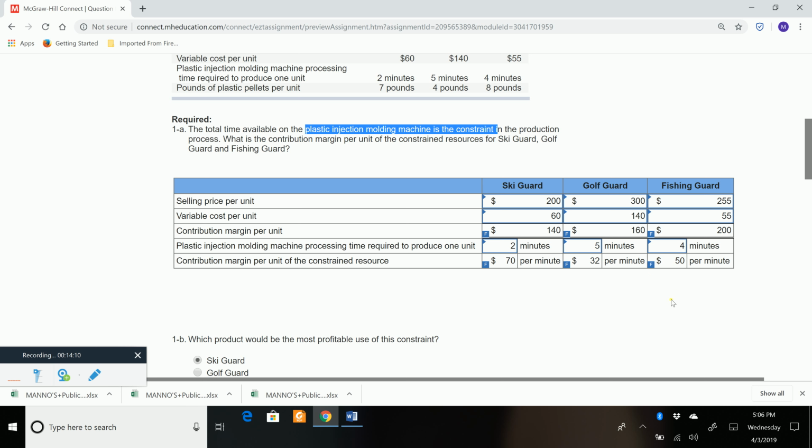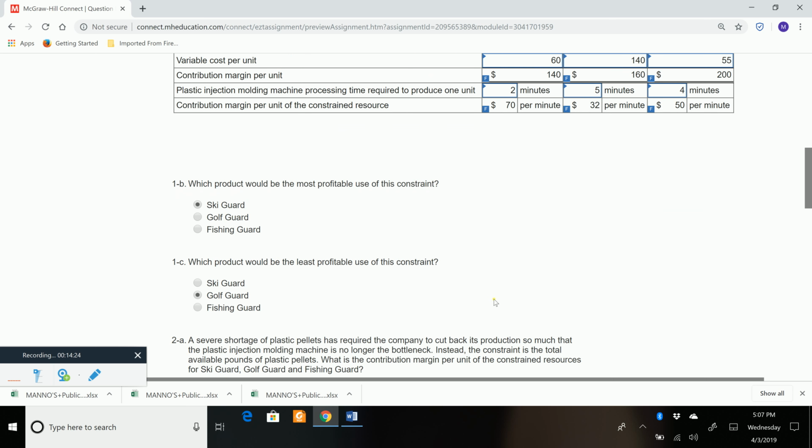Now with that additional information, we can see that, no, the fishing guard isn't where we want to concentrate. We want to concentrate on the ski guard, if indeed minutes on the machine is the constraint. So ski guard would be the answer.